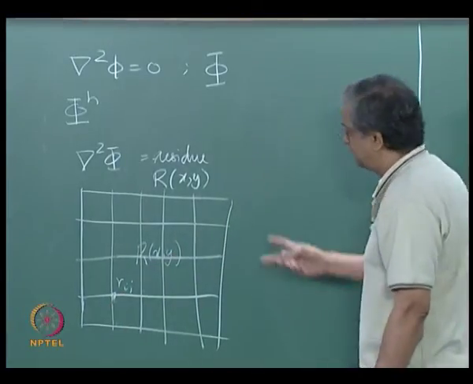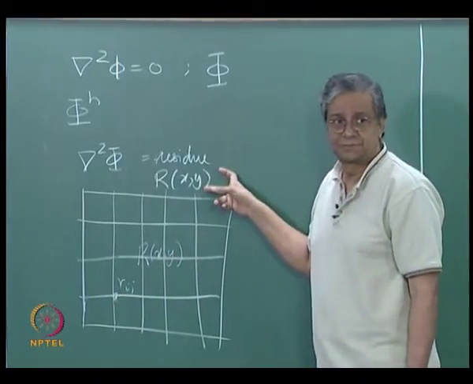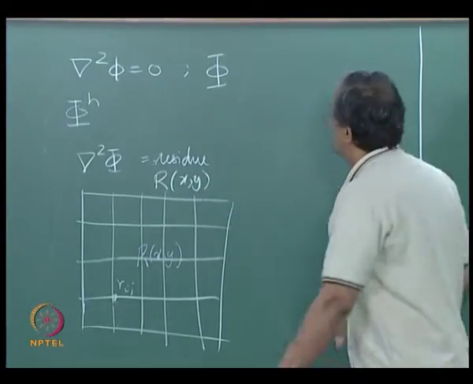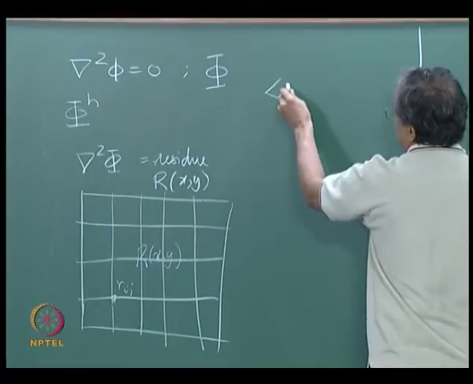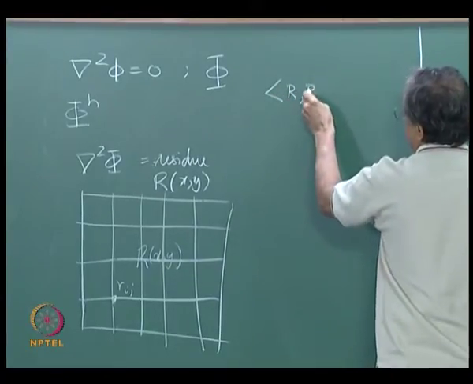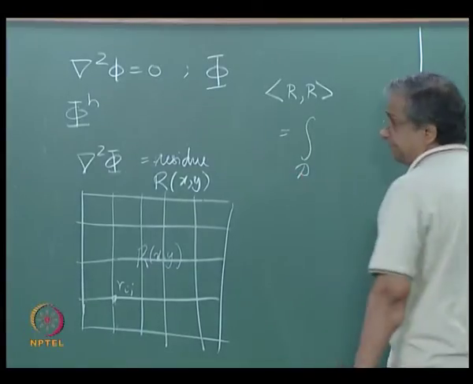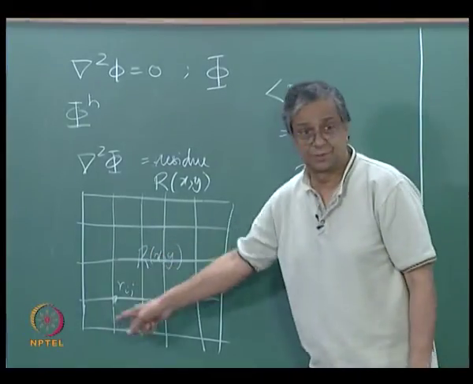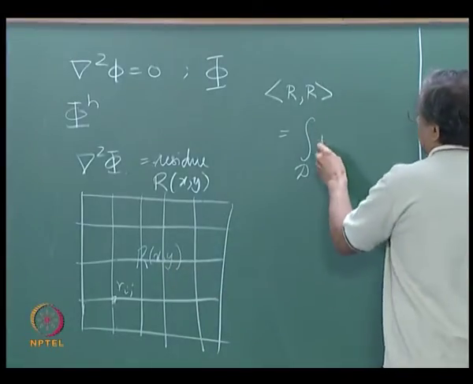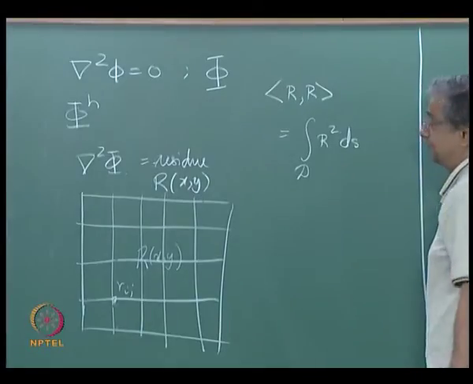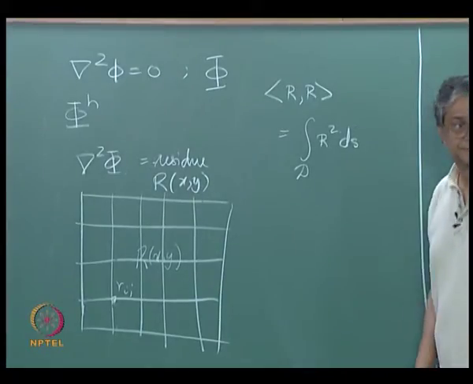And if you say that I want to find out what is the magnitude of the residue, you have to use the dot product again, okay. So the dot product we defined, so the dot product of r comma r would be nothing but the integral over whatever the domain is, in this case this is the domain, okay, r squared ds or whatever. Am I making sense? Okay.